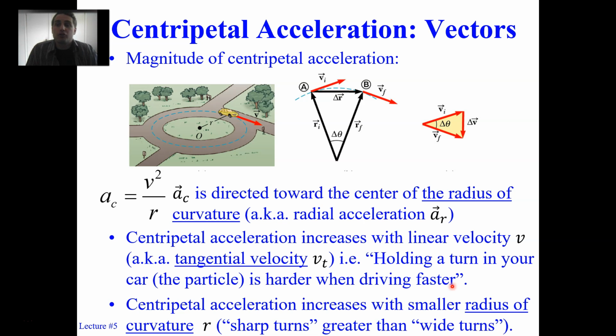requires a much smaller centripetal acceleration. And as a result, we don't need as large of a centripetal acceleration to hold us on the road, that is. Okay, so this should kind of make some sense about the magnitude of centripetal acceleration.